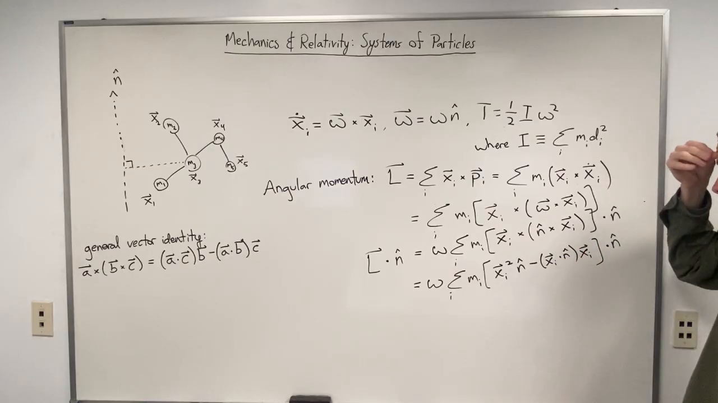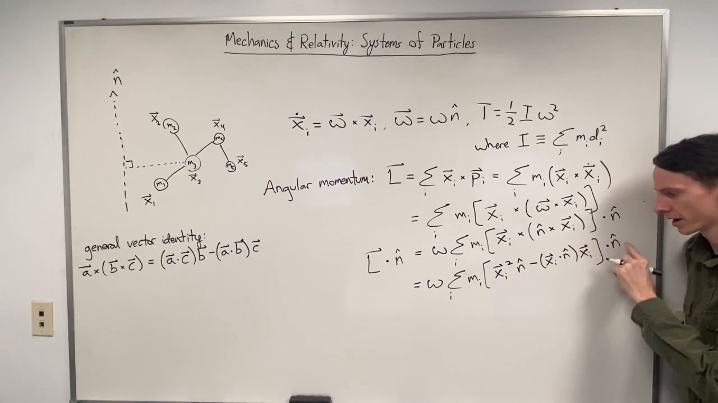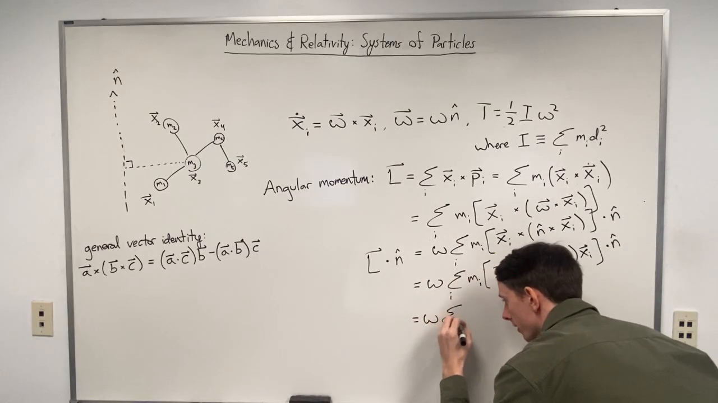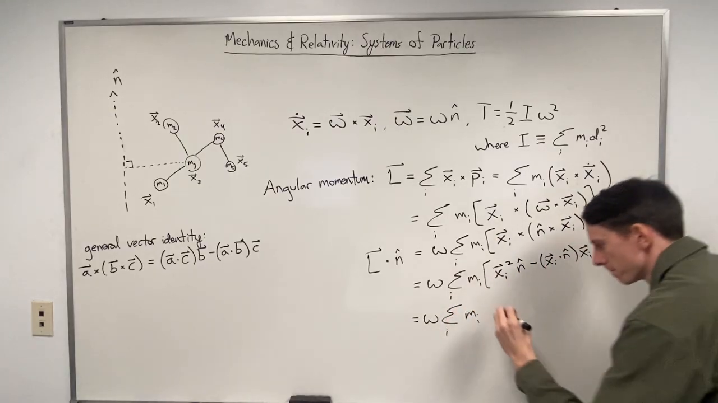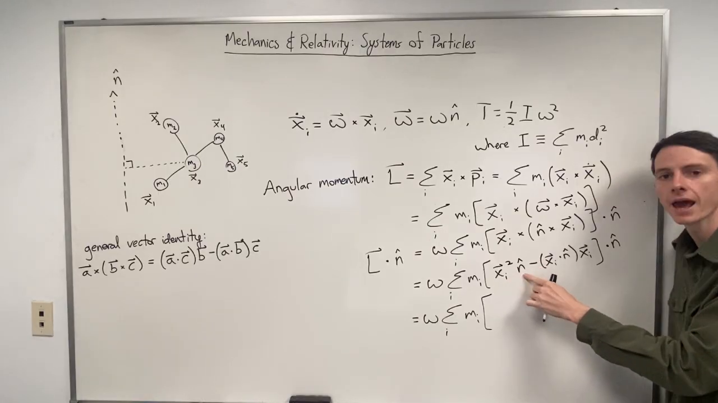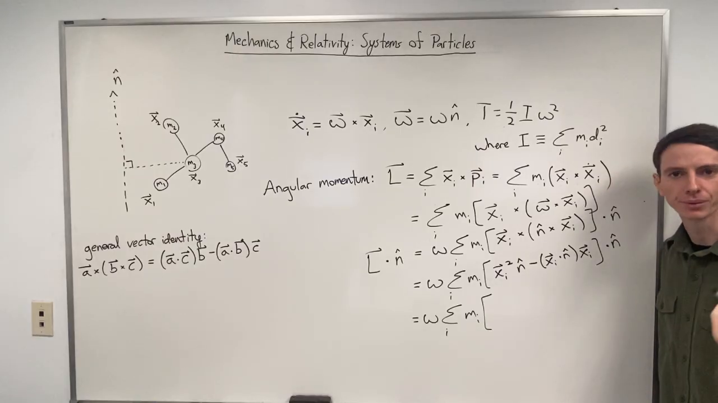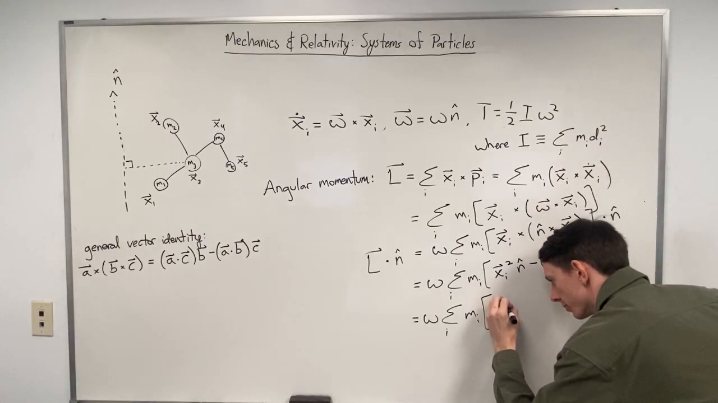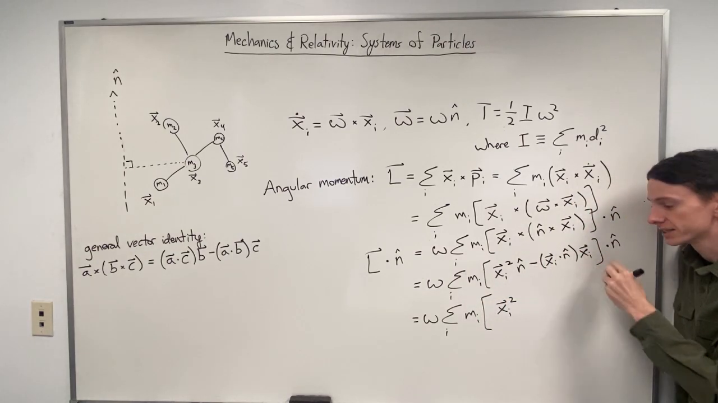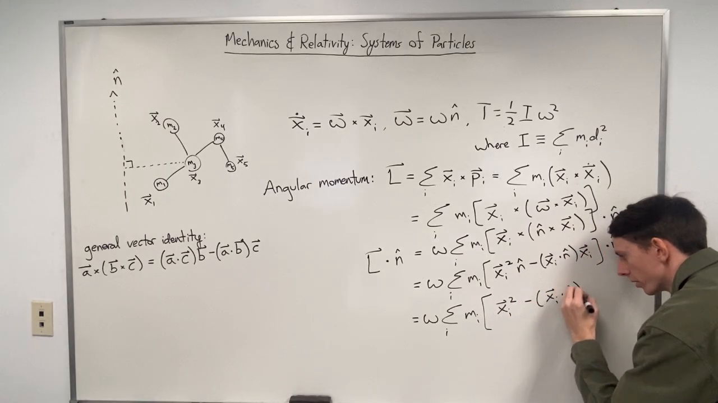Now, we have one vector minus another in a dot product with the n hat. We're just going to distribute that in and see how that simplifies. So we're going to get omega times the sum over i times the ith mass, and then if I distribute n hat into this first term, I get xi squared times n hat dot n hat. But what is n hat dotted with itself? Well, it's just going to be the number 1, because it's a unit vector. So this is just going to be xi squared minus xi dot n hat quantity squared.